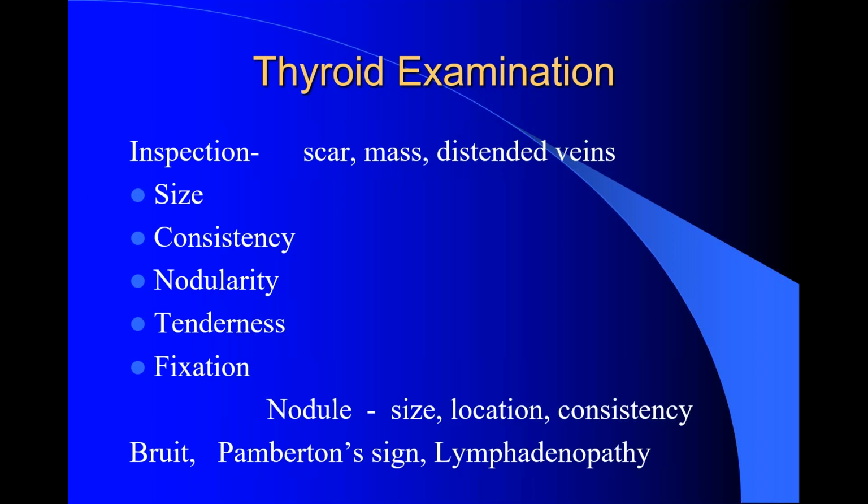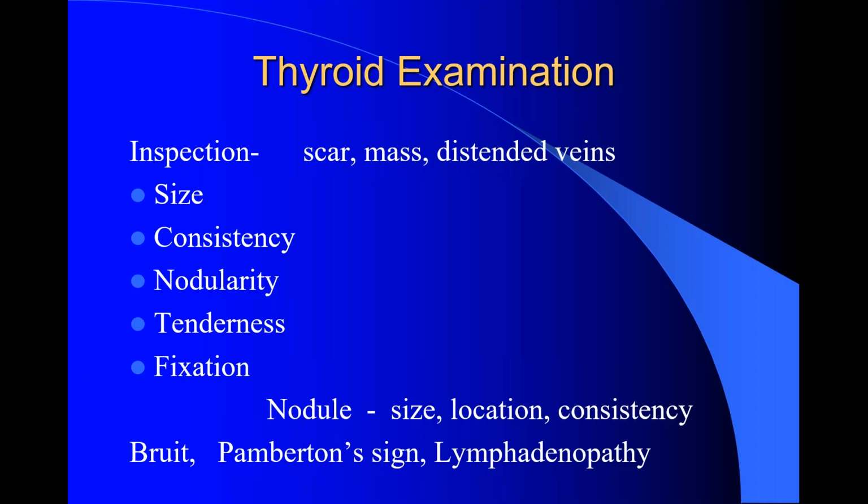So what are the things that you will look for in thyroid examination? In inspection, you can look for any scar mark, any mass lesion or any distended veins. Then you look for the size of the thyroid gland, consistency, nodularity, and whether it is tender or not. Like in Graves' disease, it is not tender. However, in subacute thyroiditis, the glands are tender. So that we differentiate between the conditions. Then in malignancy, the thyroid gland can also be fixed to the underlying structures. So these things you have to see in thyroid examination.